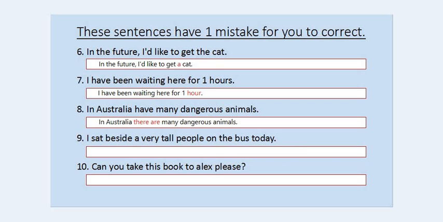Number 9. I sat beside a very tall people on the bus today. Well, a implies one person. So I sat beside a very tall person on the bus today, not a people, a person. And finally, number 10. Can you take this book to alex, please? Okay, well, the word Alex is a person's name, so that should start with a capital A.